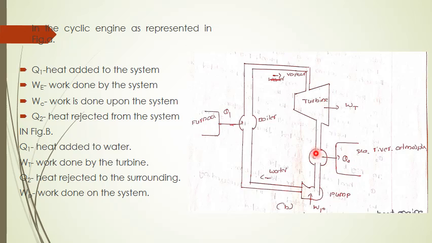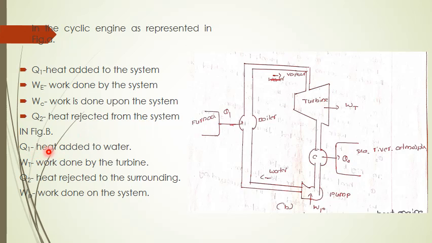Because here in the condenser, whatever the steam which comes out of the turbine will be condensed into water using the condenser. So in the condenser, heat rejection from the system takes place. Here we will add the heat to the system and here remove the heat from the system. Here we will add the work to the system, here we will remove the work from the system. So that's what it is.